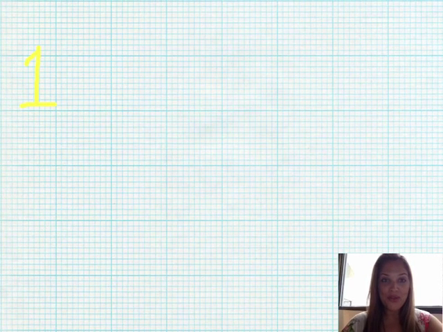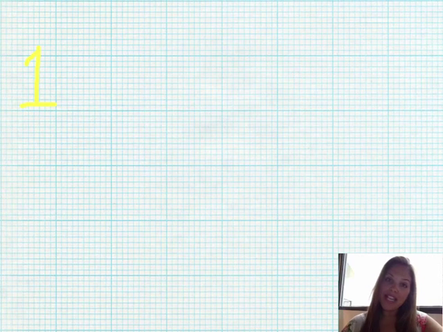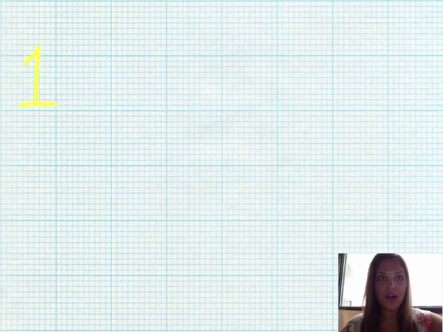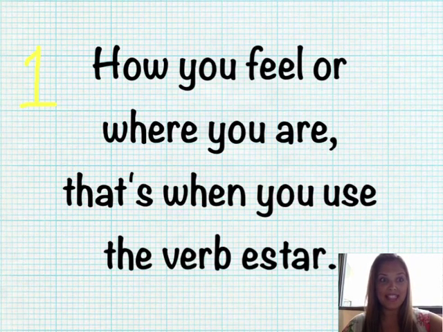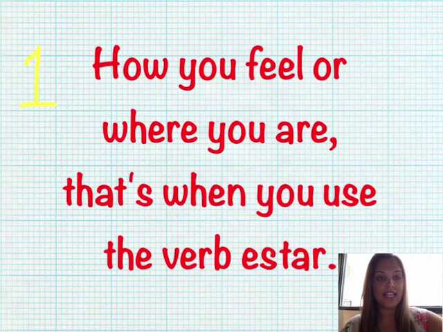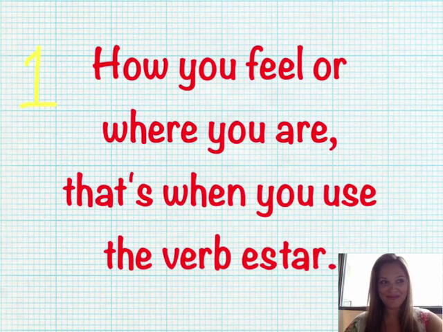So now I'm going to give you 3 different ways for you to remember when to use ser and estar. So the first way that I have for you is how you feel and where you are. That's when you use the verb estar. And I'm actually going to make this red because you'll see throughout the video that every time I use estar, I use red, and every time I use ser, I use blue. So if you ask yourself this in your head, how I'm feeling, or where I am, that's when I'm going to use estar. How you feel and where you are, that's when you use the verb estar.